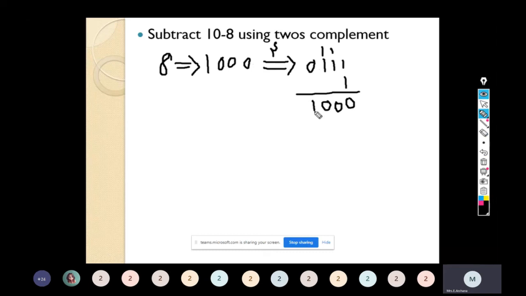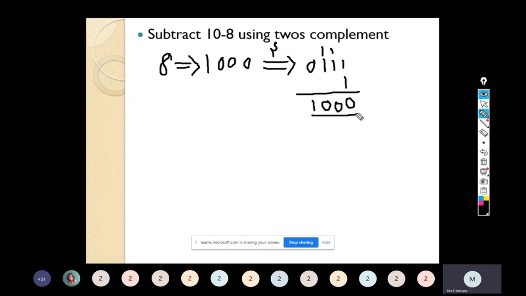So the answer 1 plus 0 is 1. So the answer will be 1000, right? Answer will be 1000. This is 2's complement for 8, right? Now we are going to add.